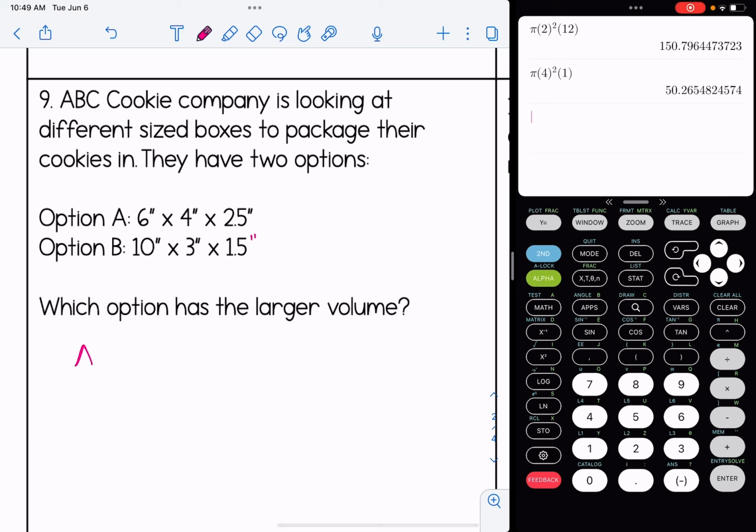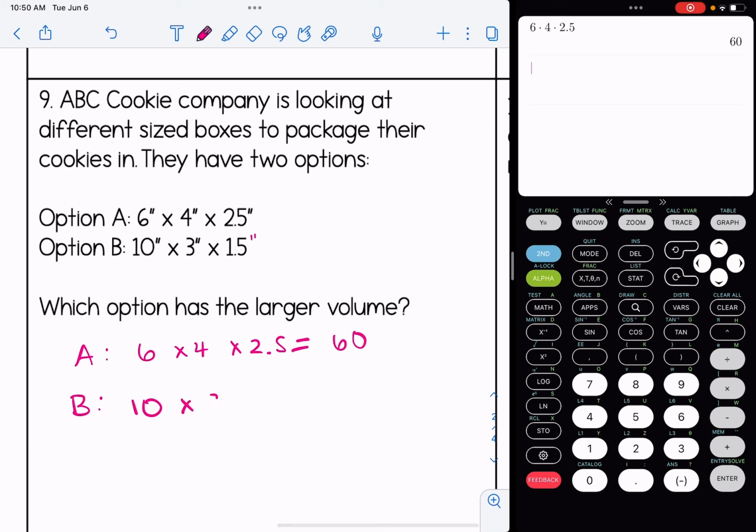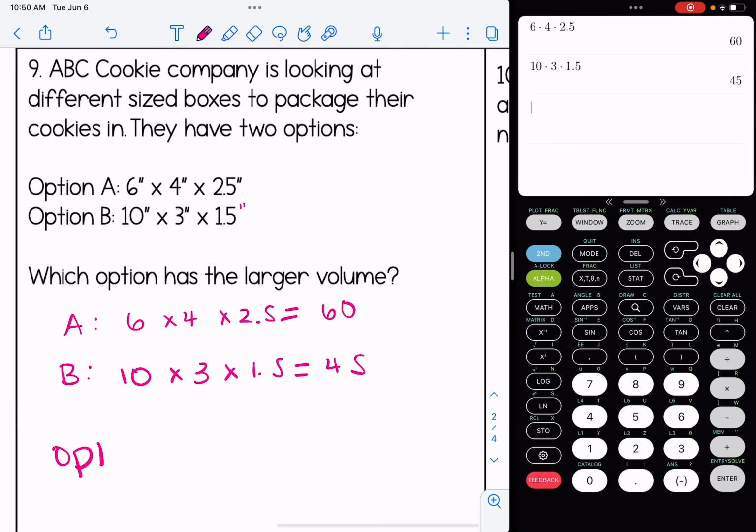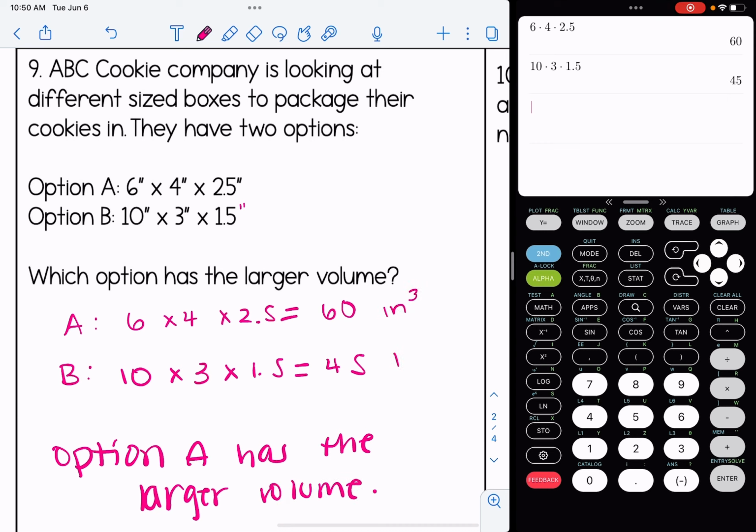So option A is going to be 6 times 4 times 2.5. If you've ever done volume of a rectangular prism as length times width times height, that's also fine, and that's what I'm using here. So that has measurement of 60. B is going to be 10 by 3 by 1.5. And that's 45. So we're looking for which one has the larger volume. So option A has the larger volume. Okay, and we can also add the units in here too.